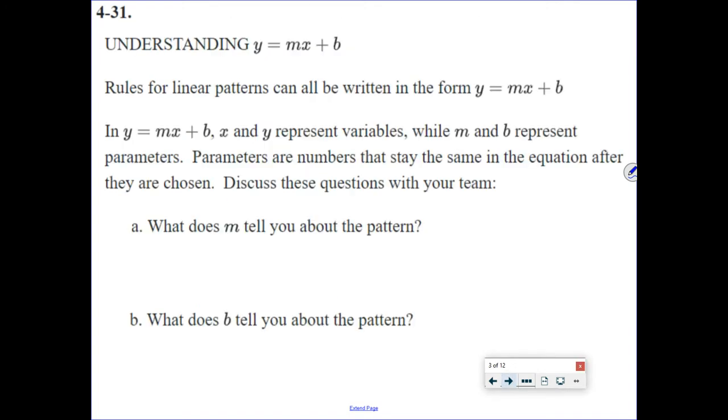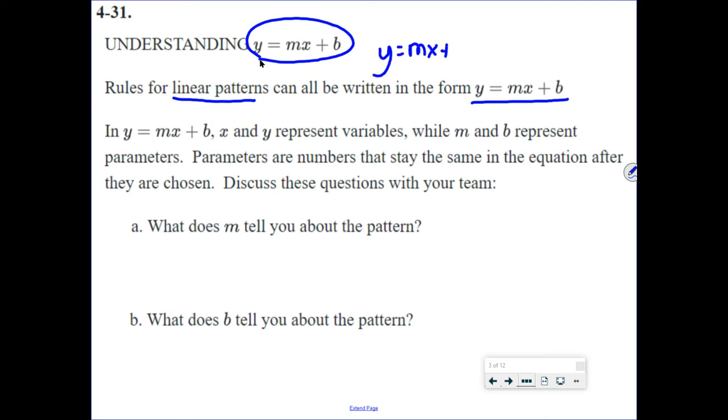Good. Now, understanding y equals mx plus b. Rules for linear patterns can all be written in the form y equals mx plus b. Please write that down, problem 4.31, right? y equals mx plus b, rule for linear patterns. In other words, whenever you see an equation written that way, it's always going to give you a linear pattern.